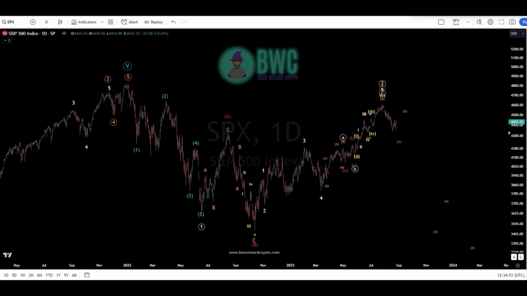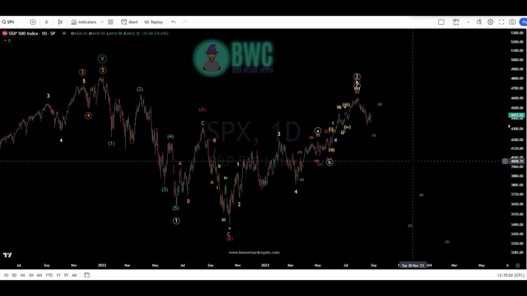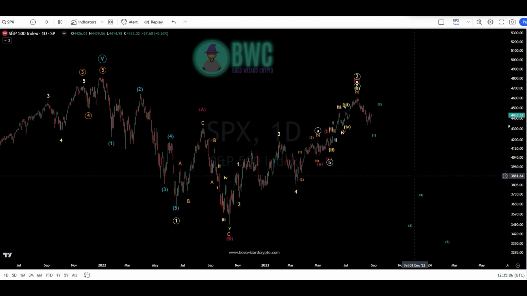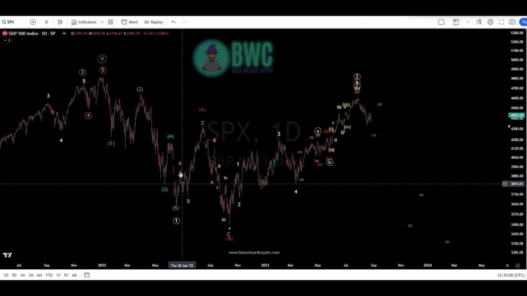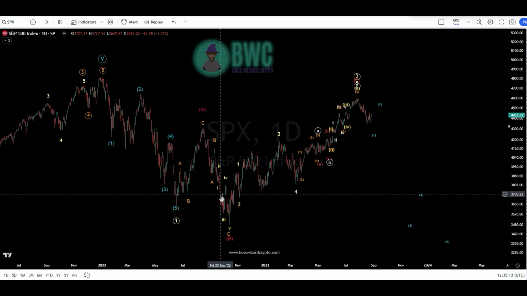Let's talk about the S&P 500 here. Last count hasn't changed. There are multiple ways to count this same price action, which we'll talk about. But I prefer the flat, only because I can isolate a valid impulse right here. The same thing I can do in the zigzag.